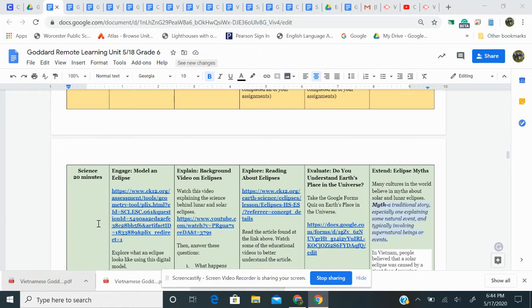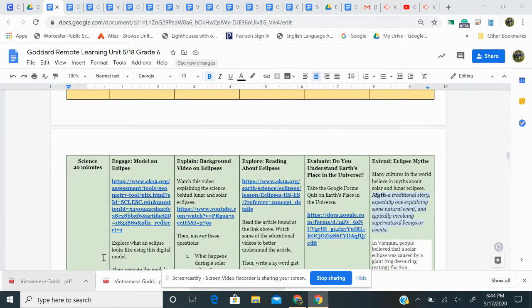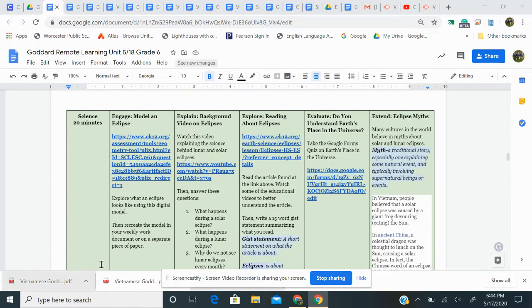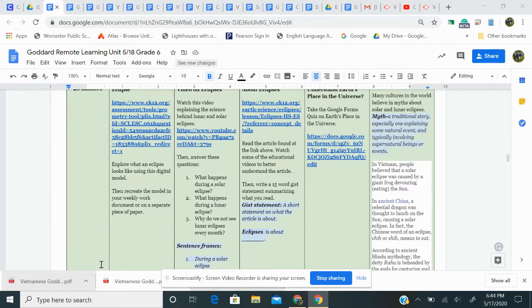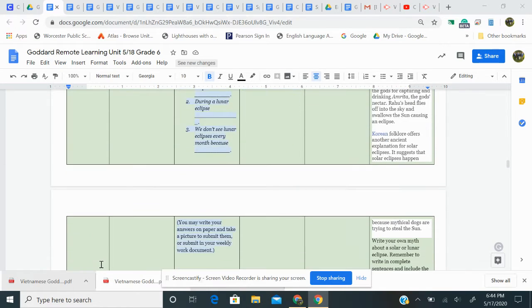In science, today you're going to model an eclipse. So click on this link here. Watch that video and then explore what an eclipse looks like using the digital model in the link. Then recreate the model in your weekly work document or on a separate piece of paper. If you do it on a separate piece of paper, just don't forget to take a picture of it and share it.